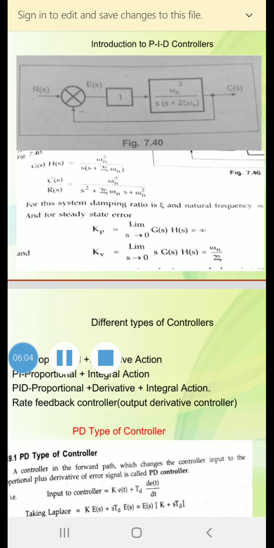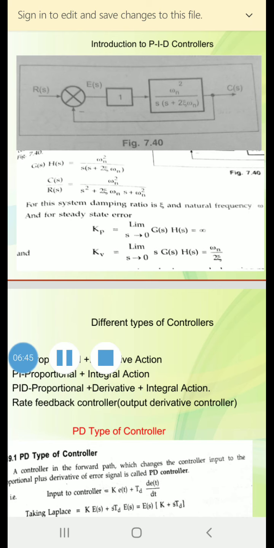We'll continue with the introduction to PID controllers. So first we'll see what is a controller. A controller is a device which, when introduced in the feedback or forward path of a system, controls the steady state and transient response as per the requirement. The device converts the input to the controller to some other form of error other than proportional to error, due to which steady state and transient response gets improved.